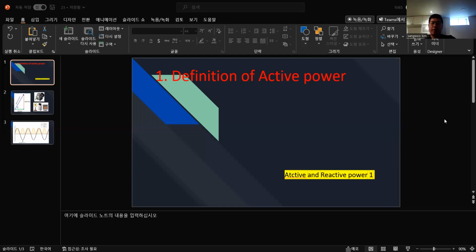From today, we will learn about active and reactive power, kind of deeply. So the first lecture is about the definition of active power. So let's see.